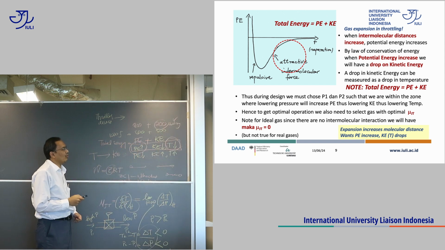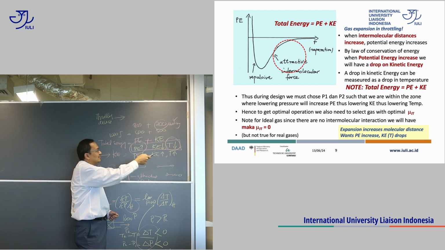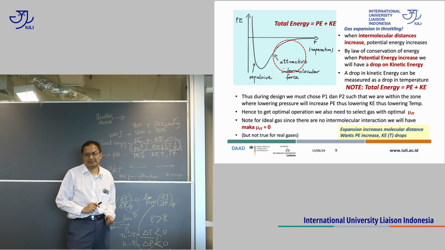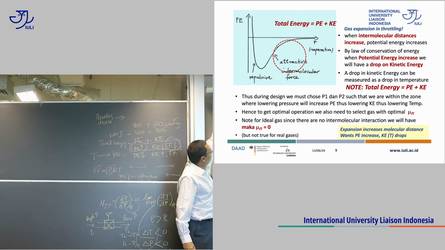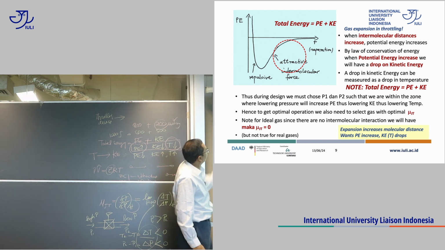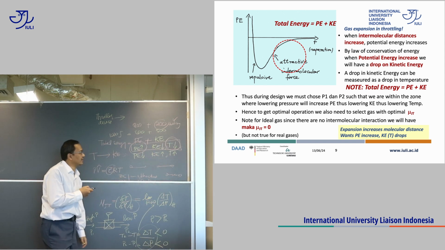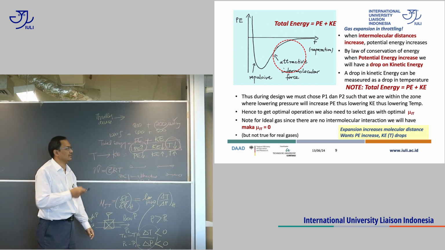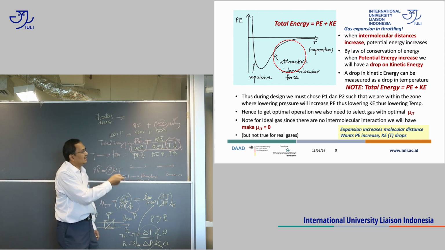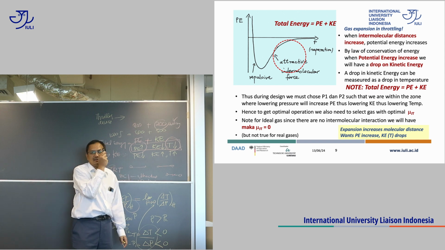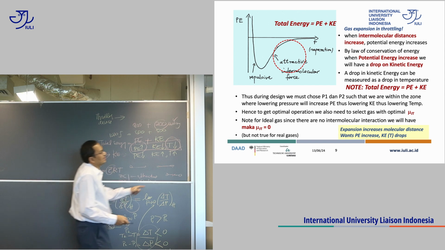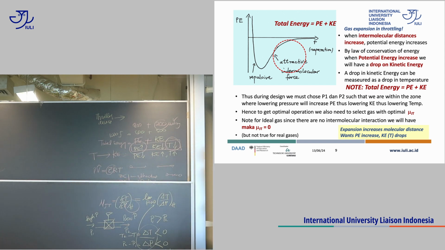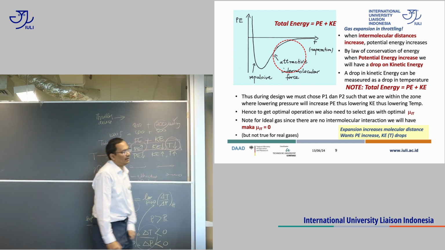But let's say you operate in the wrong pressure zone. You design your equipment in this zone, which is the repulsive force zone. What do you think will happen as we go from left to right? PE increases or decreases? Decreases, right? So KE will increase. So if you operate in this region, rather than cooling, you will get heating. So clearly, when you design your equipment, you have to know the pressure zone that the gas is in, the attractive area.